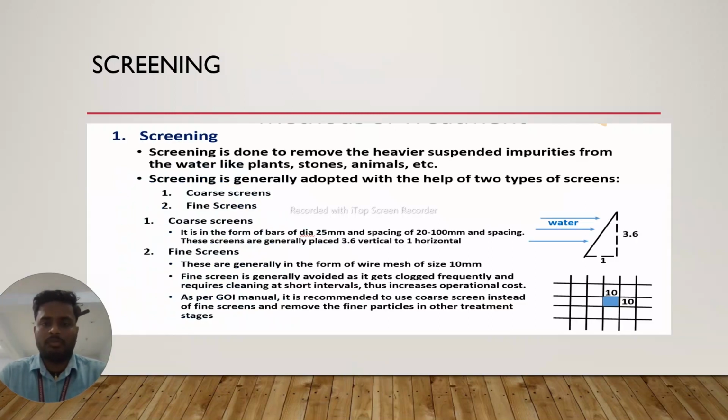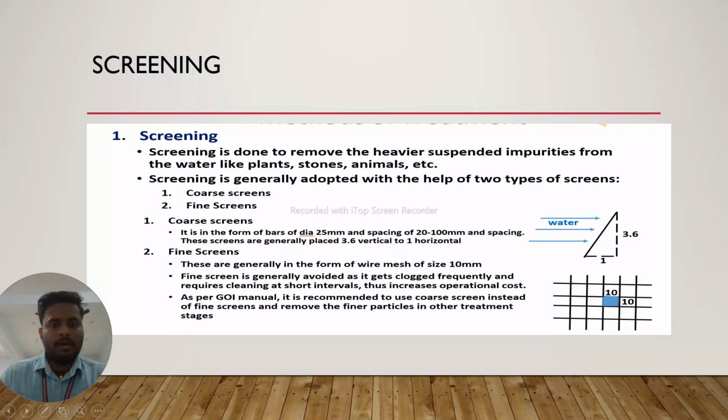Screening is done to remove the heavier suspended impurities. When we screen water, we first remove the heavier suspended matter present in it, like plants, stones, animals, etc. Screening is generally done with the help of two types of screen. The first one is the coarse screen, and the second one is the fine screen. So what is a coarse screen?